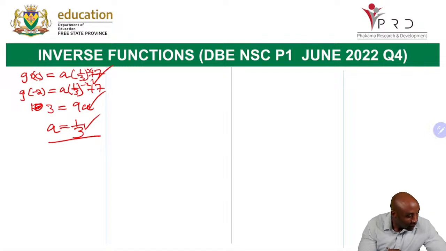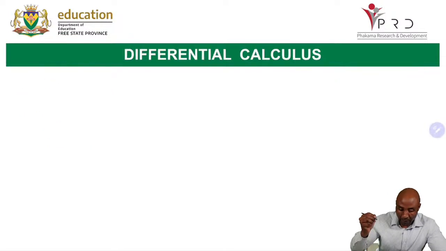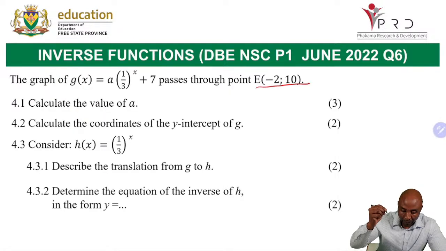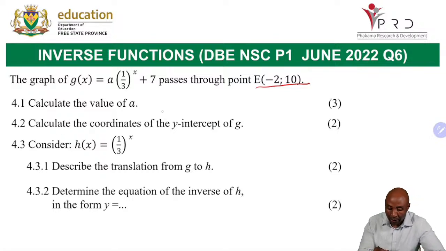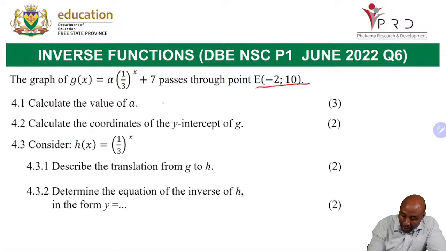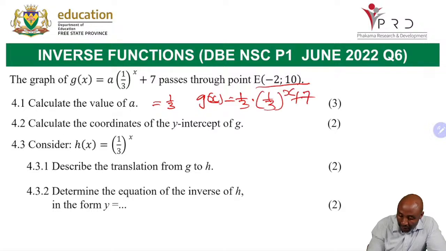Our next question, we're supposed to write down the, let me go back quickly. I moved very fast. Calculate the coordinates of the y-intercept. I will work it here because we need to see the questions. We said our a here, we got it as 1 over 3. And we are saying our g of x is going to be (1 over 3) exponent x plus 7. We need to calculate the coordinates of the y-intercept.